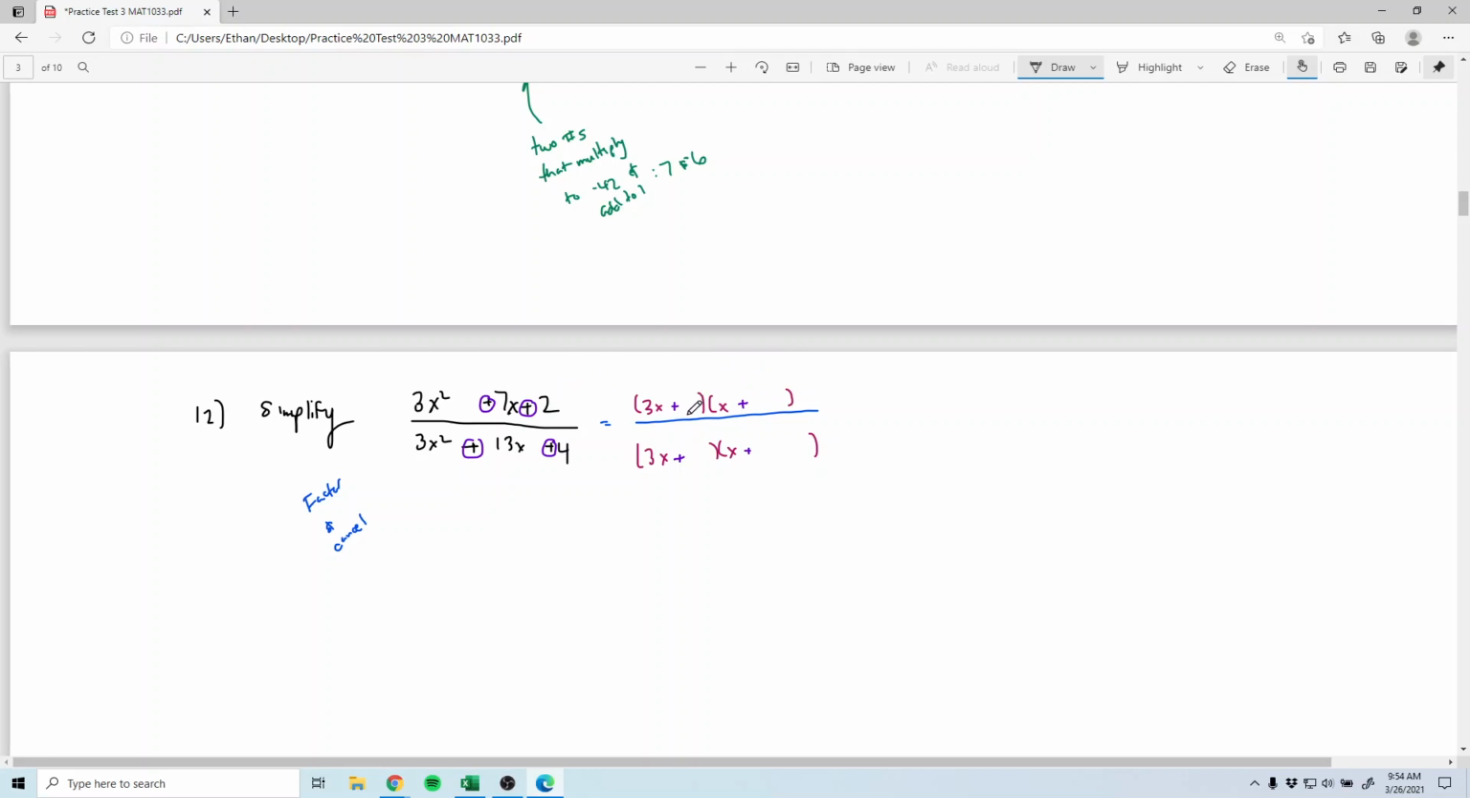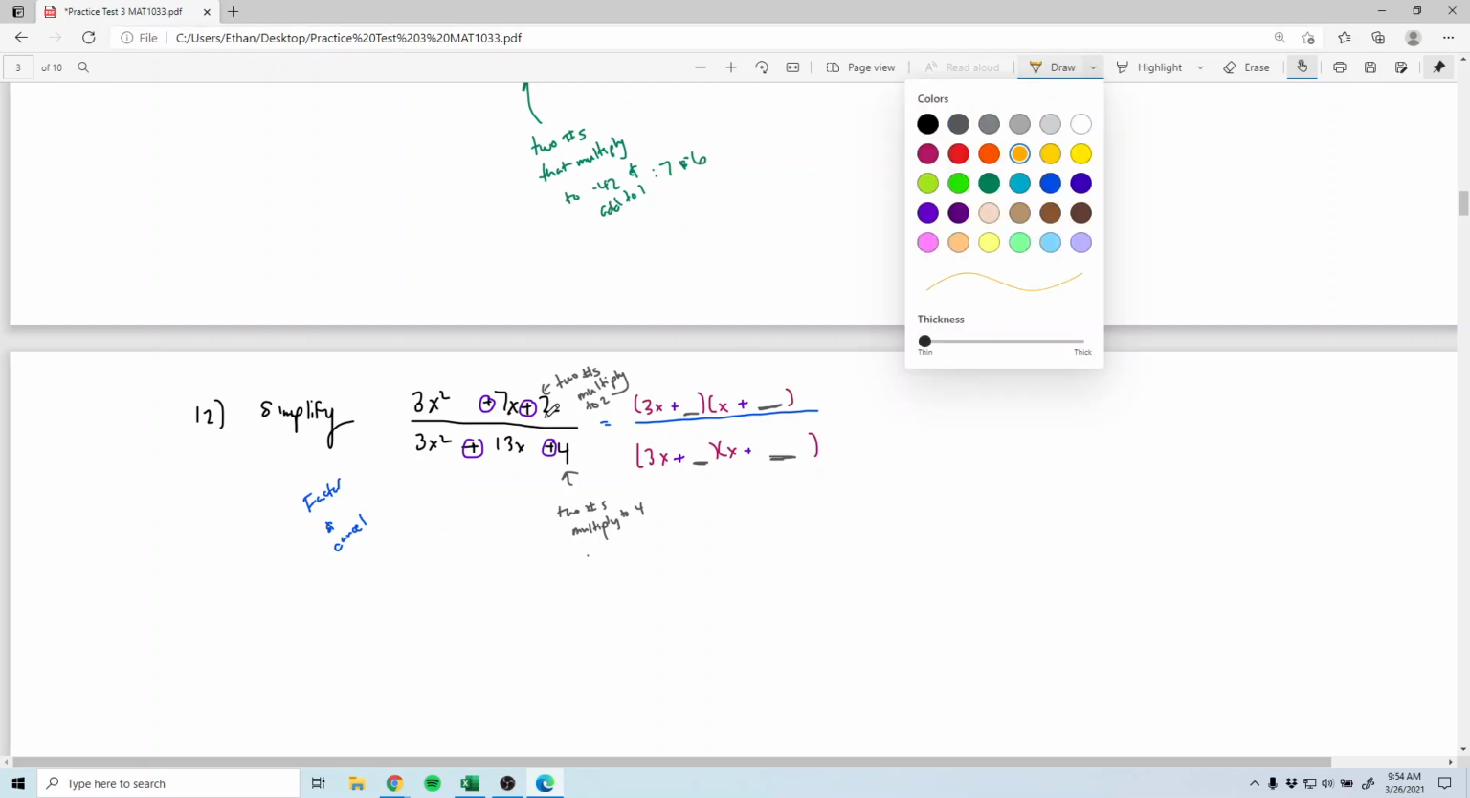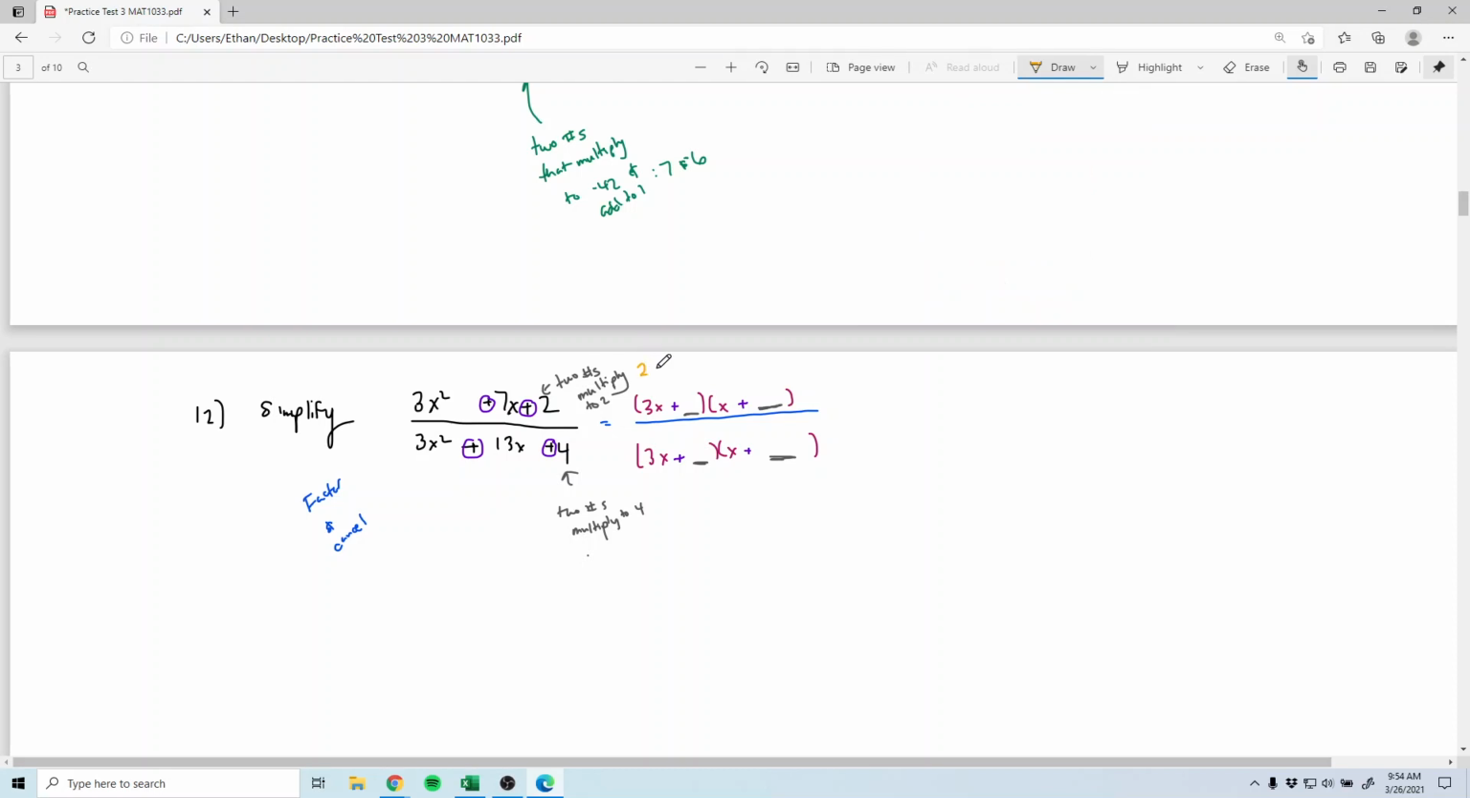Right? But for the top, we have some blanks here. This is where we implement the guess and check method. We need two numbers that multiply to positive 2 for the top, and for the bottom they have to multiply to positive 4. Right. So the reason why there's not many options here is for the top, there's only two possibilities. You have 2 and 1, or 1 and 2.